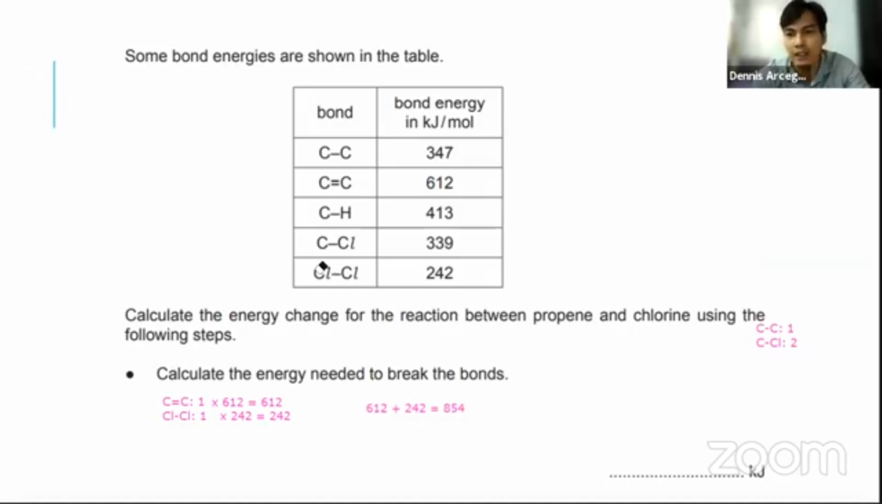The tendency of the students is to just compute everything. They will see the C-H bonds, so they just compute them. So for this one, the answer is 854. Let's write it here on the side. 854. Okay, we can erase this one. Let's proceed to the next one.